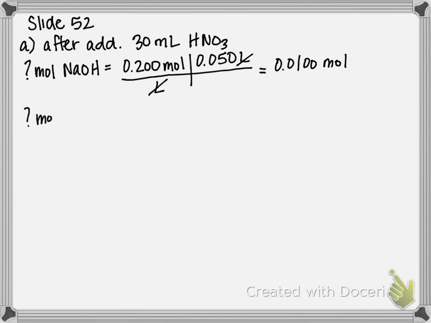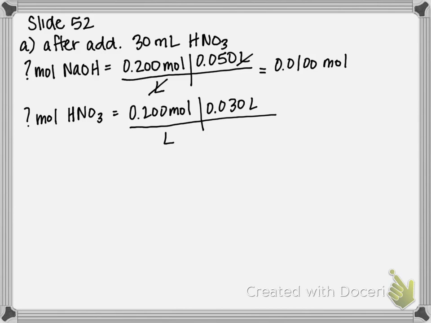Next, I need to figure out how many moles of acid I have. For part A we've added 30 milliliters of nitric acid, and our molarity happens to also be 0.2 molar. So the same type of calculation: 0.200 moles per liter, multiplied by 0.030 liters, which comes from the fact that we've added 30 milliliters. If you multiply, it gets rid of our liter unit, and I'm left with 0.006 moles of nitric acid, and let me label that one up there.